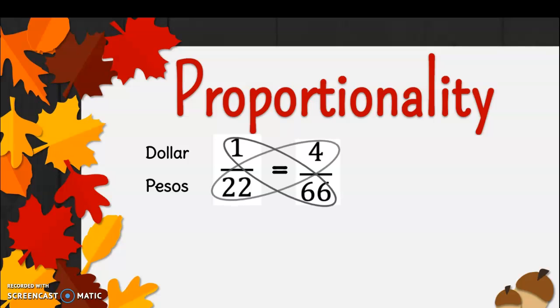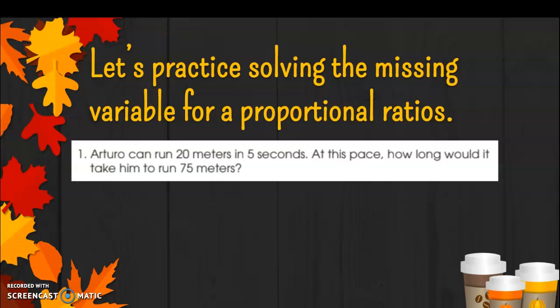Again, we start by doing our butterfly method. And we know that 4 times 22 gives us 88. And 1 times 66 is 66. And we definitely know that 88 is not equivalent to 66. Therefore, these two ratios are not proportional.